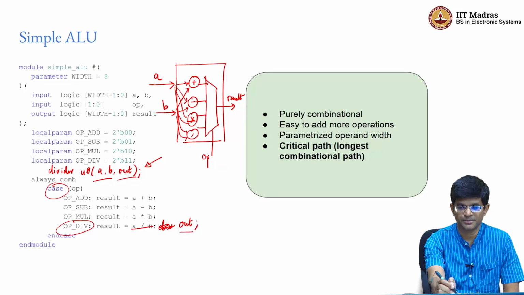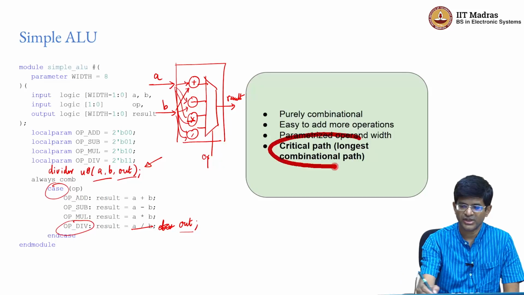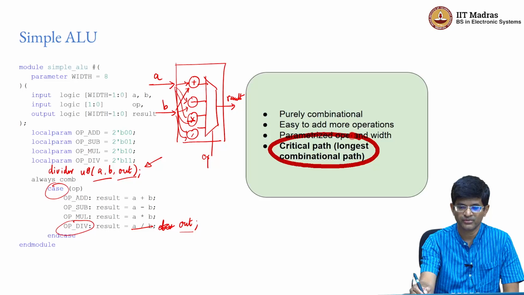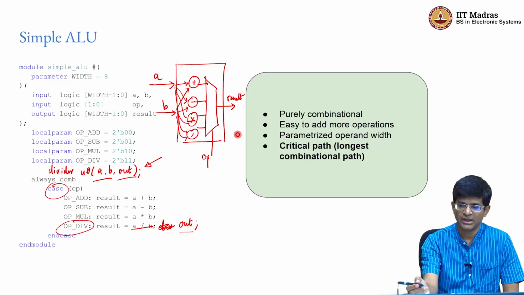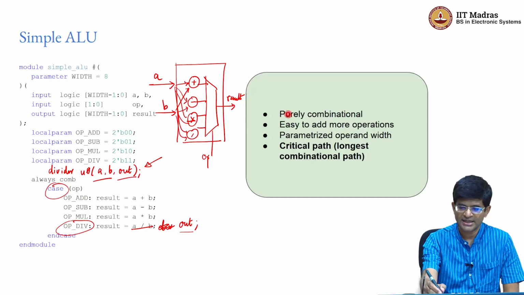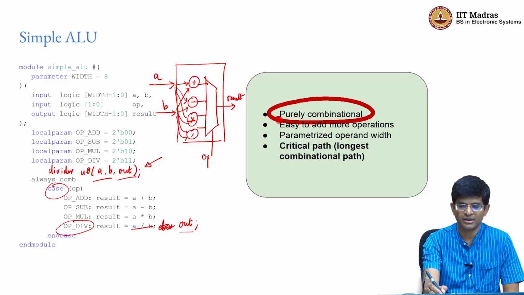So what that means is that we are interested in finding what is the longest combinational path through this circuit. For now we are not going to talk more about it, but eventually we will see that this is actually a very crucial part of the operation of this entire system, and it determines how fast our processor can run. So right now as things stand, we have a purely combinational arithmetic unit.